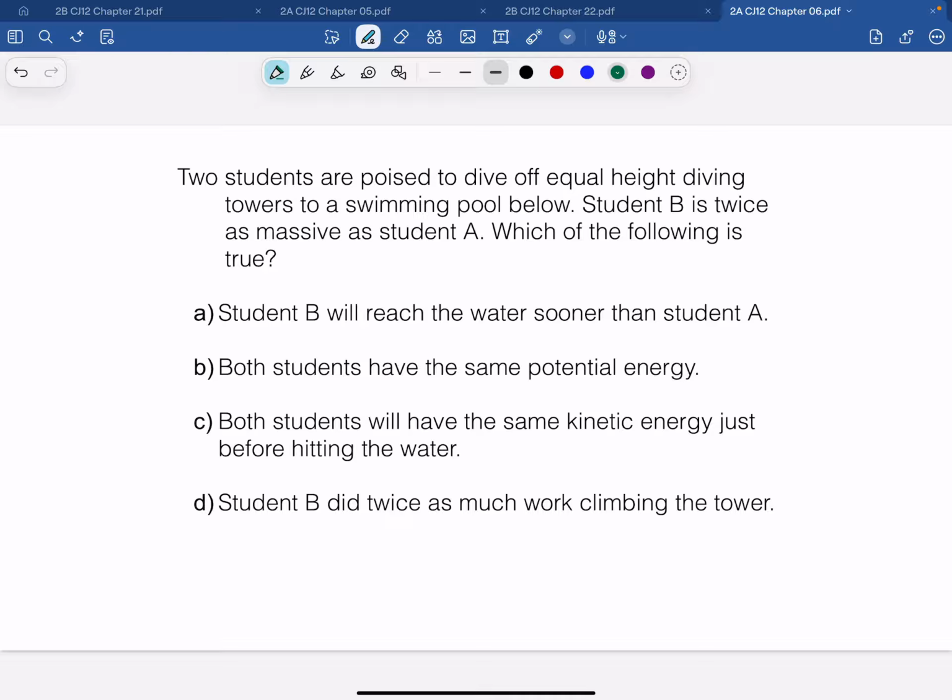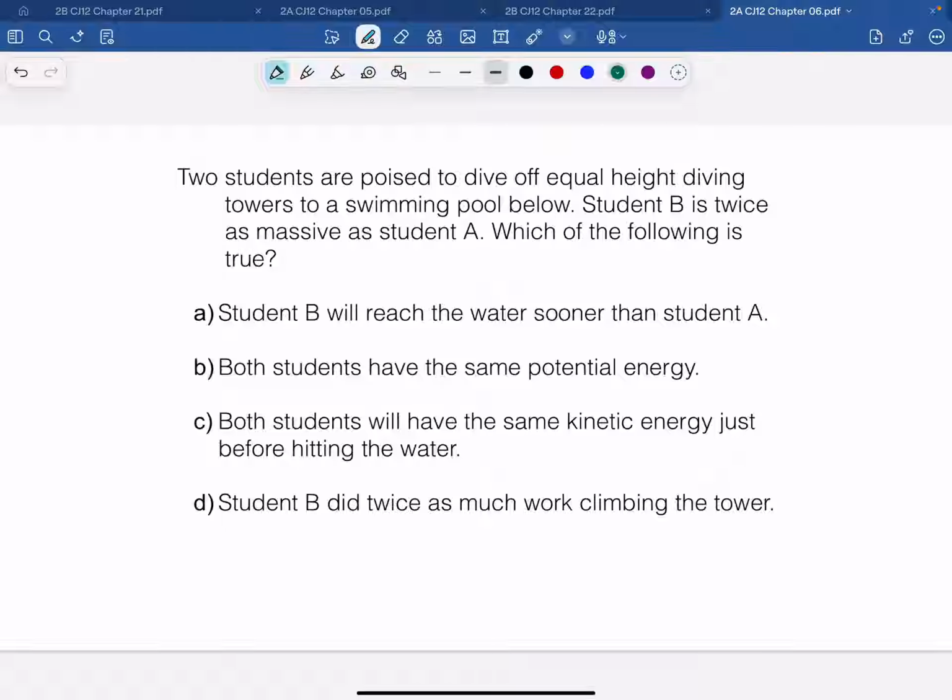All right, you got your answers down? Okay, why is A wrong? Because they're going to hit at the same time. Doesn't matter if it's energy or not. Two objects falling are going to hit the ground at the same time. Again, we make the assumption of no air resistance.